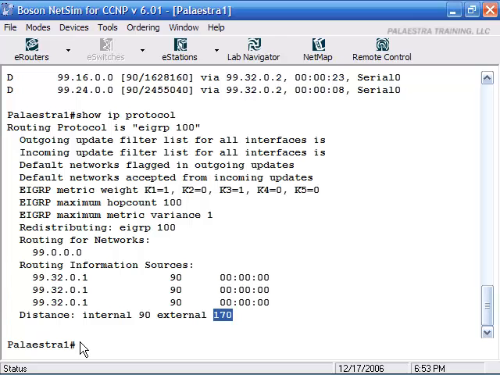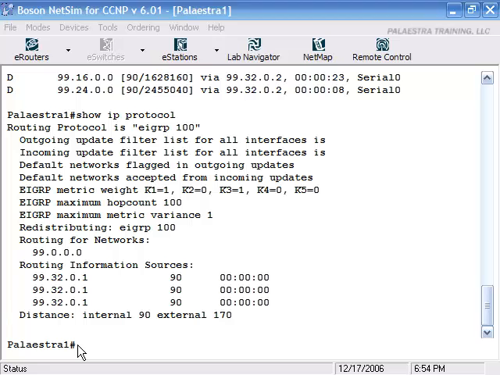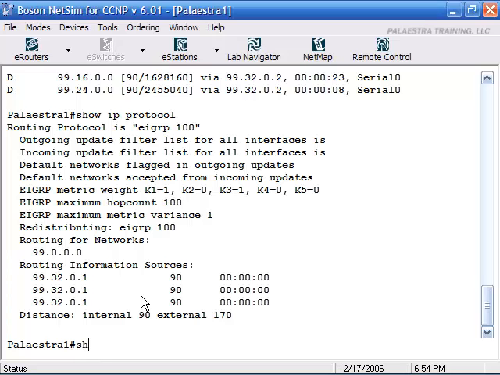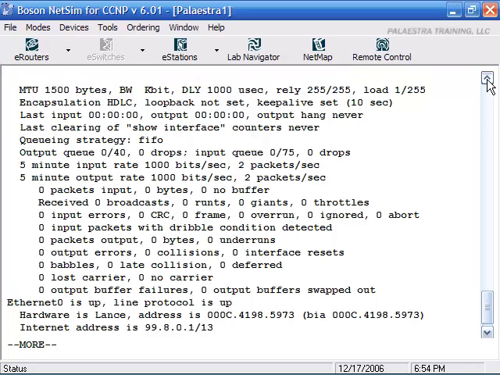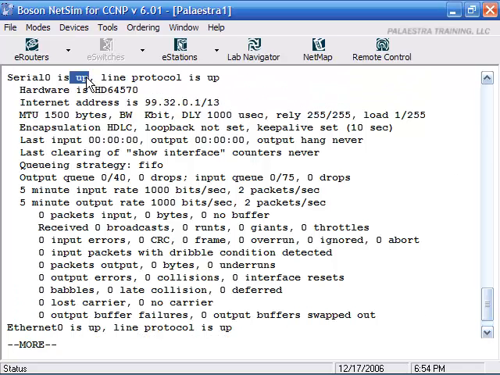Let's take a look at a couple of other show commands here. The show interface command, again, is something that I would check if I'm troubleshooting. Make sure it's up and up. Again, this is layer 1. This is layer 2. And I'd also check the layer 3 IP information to make sure it's correct if my routing table is not populating. So on serial 0 here, I have 99.32.0.1.